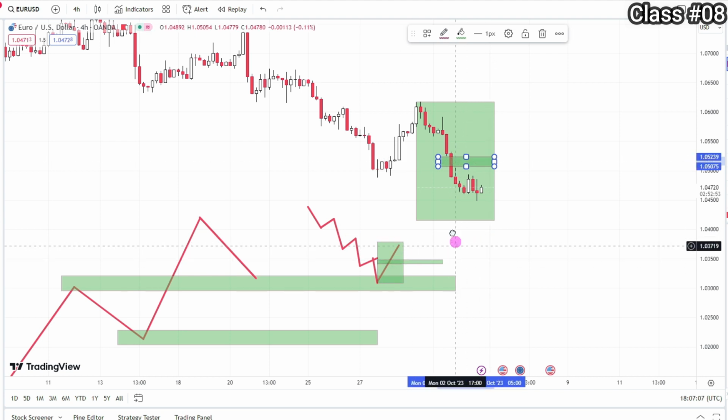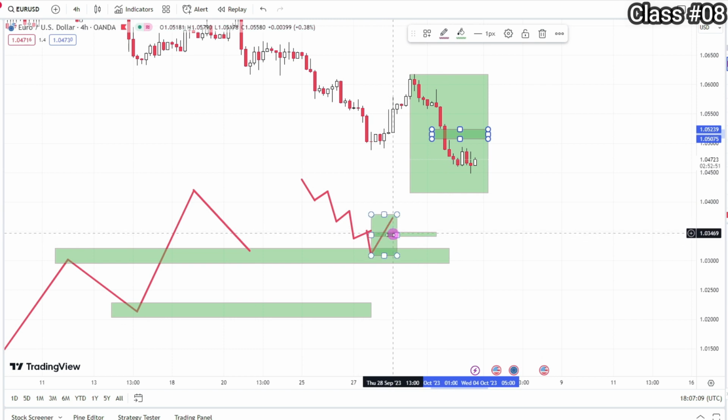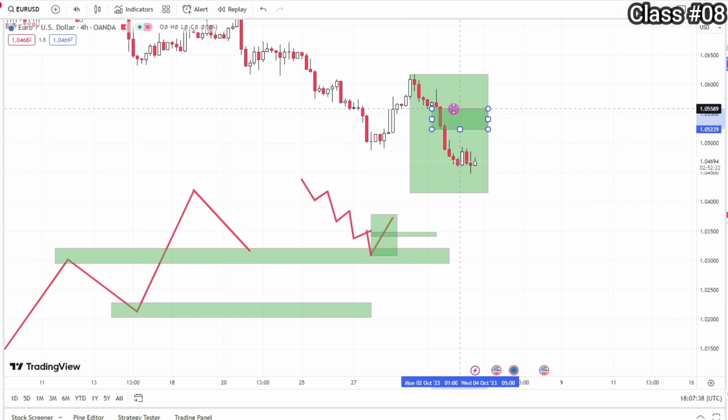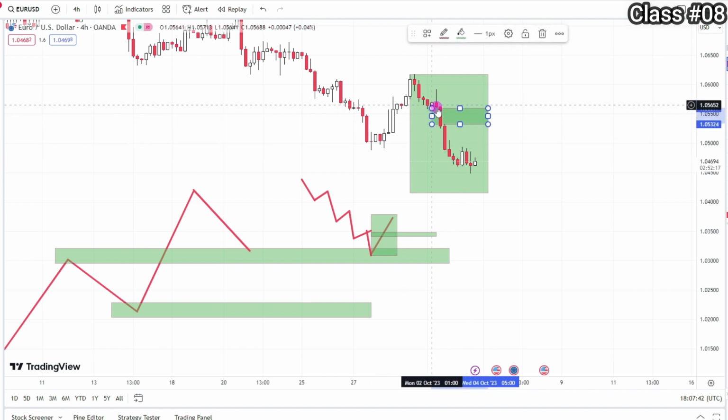So on the 15-minute time frame we will find imbalance zones, and after finding them, you can see that there are two imbalance zones. This is an imbalance zone and this is an imbalance zone. In a sell scenario, we'll find the highest imbalance zone. And in a buy trade scenario, we'll find the lowest imbalance zone.